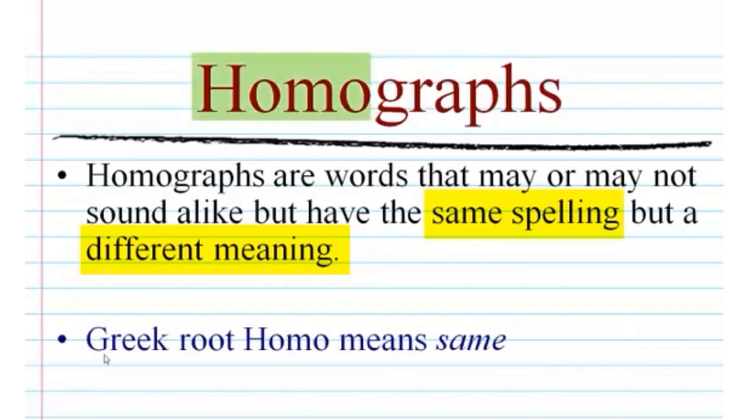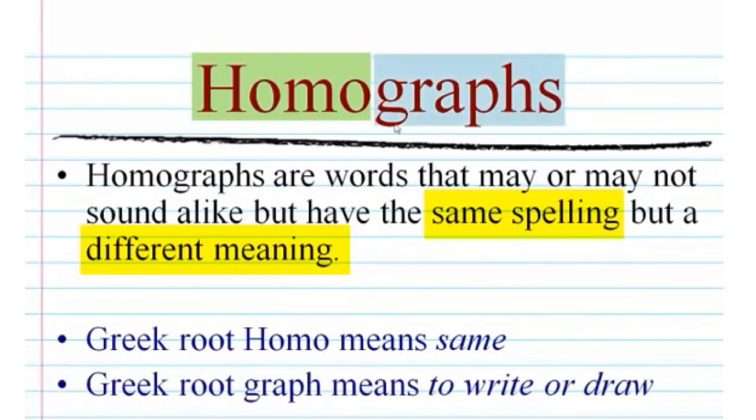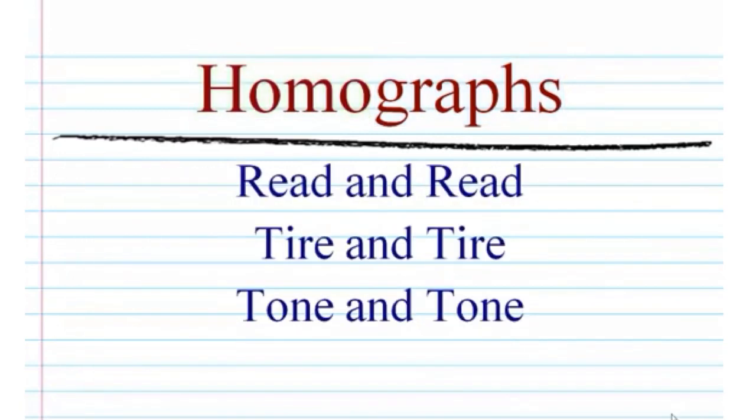Okay, as we talked about earlier, the Greek root homo means same. So now we have a Greek root graph, which means to write or to draw. So this word means same drawing or same writing. Notice the definition again. Homographs are words that may or may not sound alike, but have the same spelling, but a different meaning. So same spelling, same written way, different meaning.